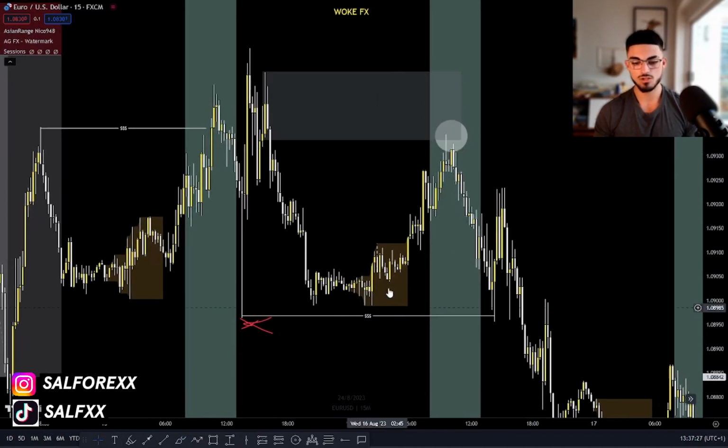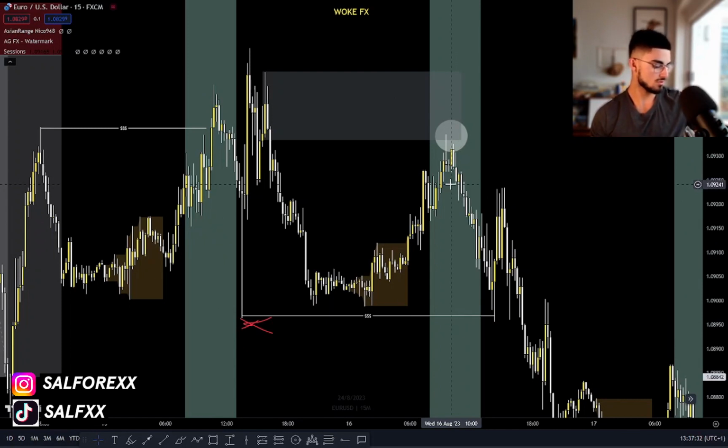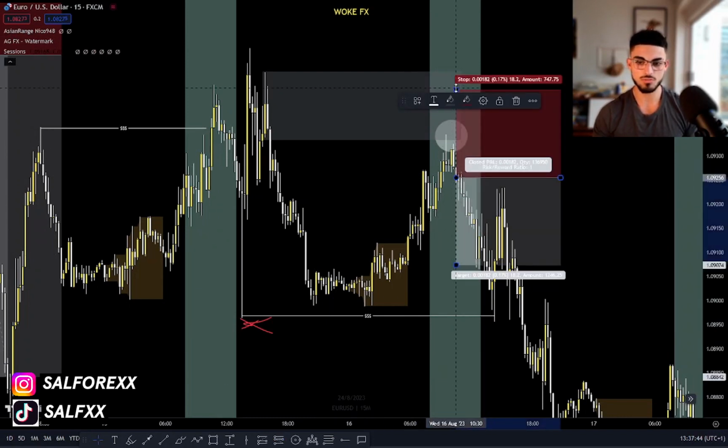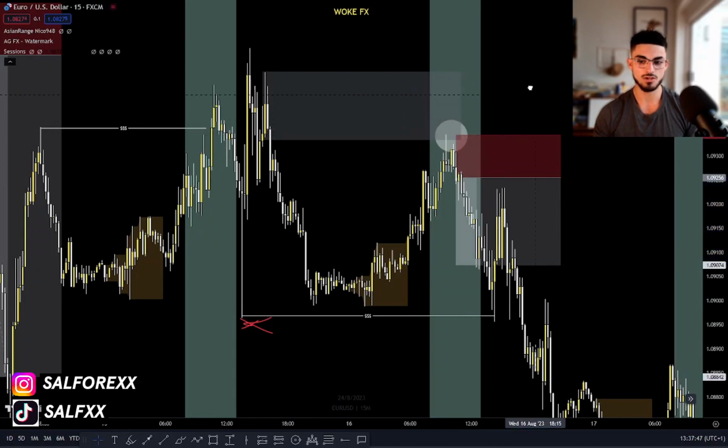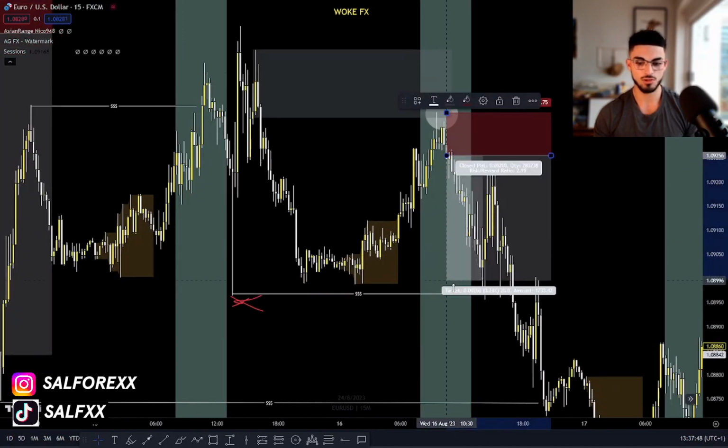And yet again, what you would have done is you would have waited for your confirmation on the lower time frames, or whatever you need to see before you enter a position, and then you would have entered the trade something like this, stop loss above this high, and target your liquidity below here.